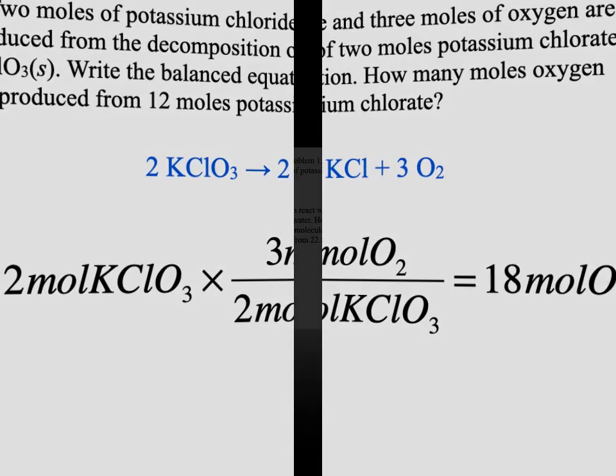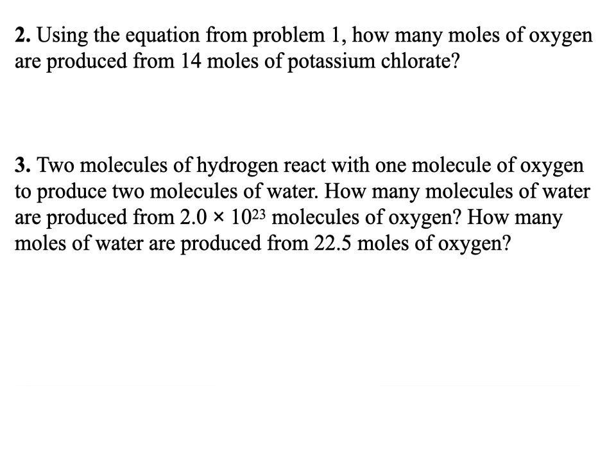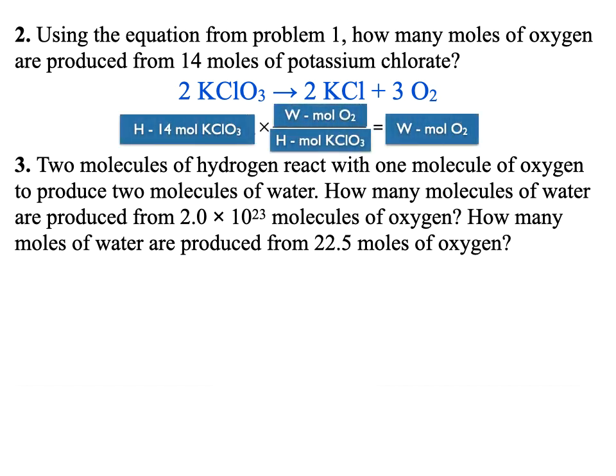Using the equation from problem 1, how many moles of oxygen are produced from 14 moles of potassium chlorate? So I'm going to use the same equation. The only thing that changes in this one is instead of starting with 12 moles, I'm going to start with 14 moles. So I do the same thing.